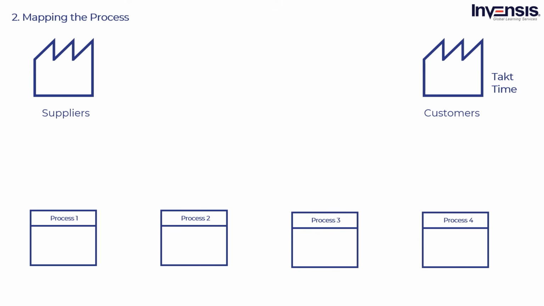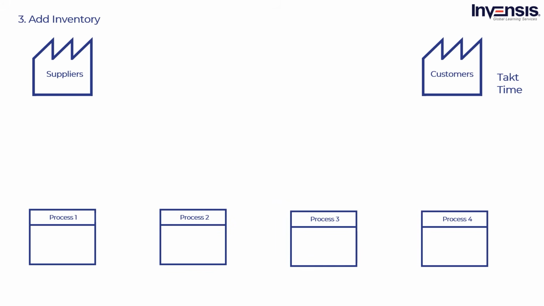Once the mapping is done, now it is time to add inventory and wait times. But before that, connect each process box and connect your start to the endpoints. By this, you can get to know the process flow. Then add transport to represent the shipments.